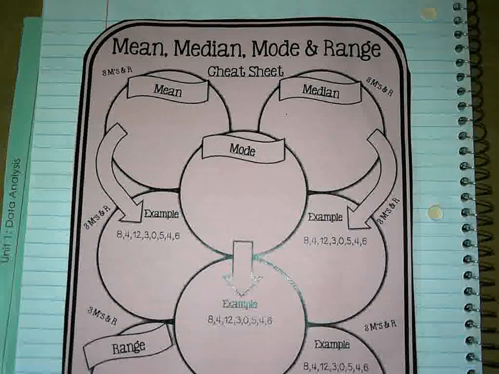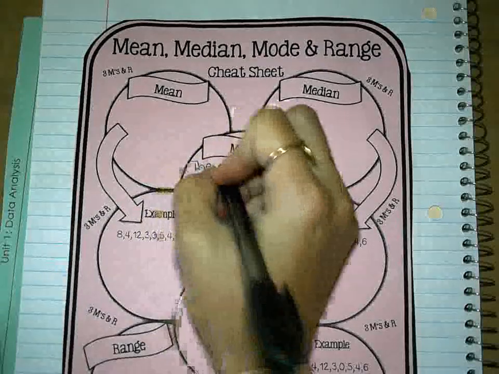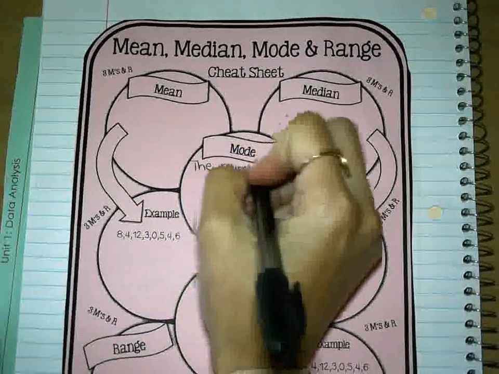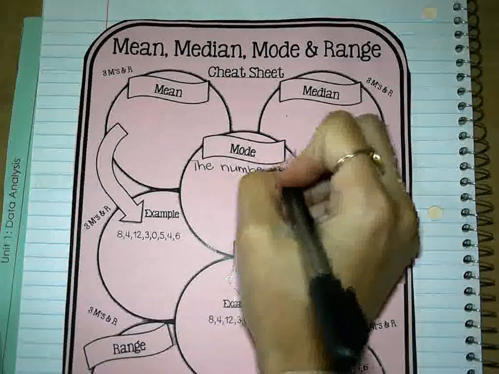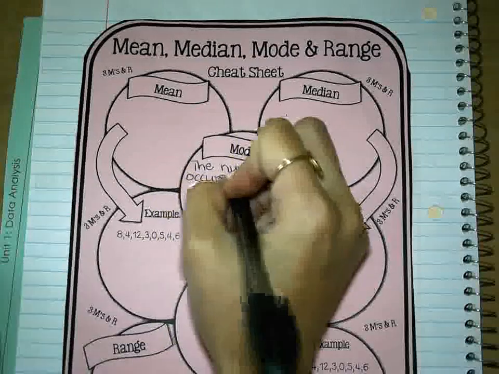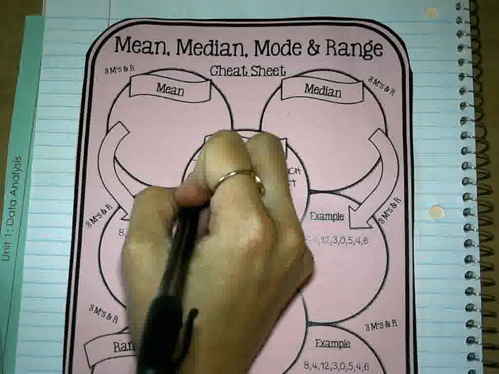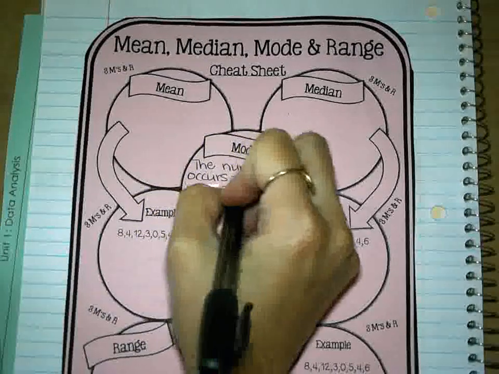So, here we go. Mean, median, mode, and range are 4 ways to talk about numbers. We're going to start with the easiest. The easiest is mode. You just have to remember what mode means. So here's the definition. Mode is the number that occurs the most often, or the most in a given data set.